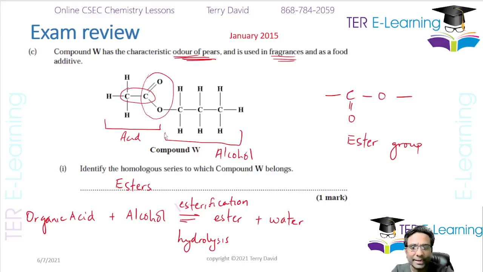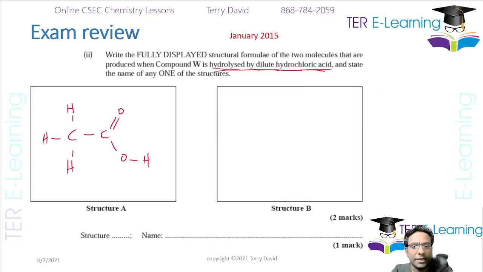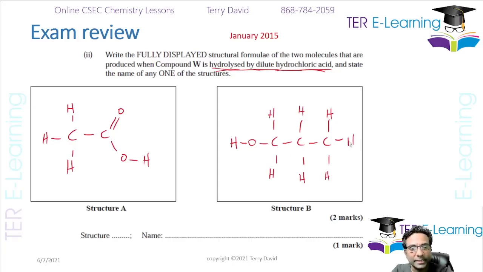The next substance we're going to get is the alcohol. But this alcohol here has 3 carbon atoms. So therefore we're going to go 1, 2, 3, and you're going to draw your alcohol on this side, right? So this here is my alcohol. These are my 2 compounds that I'm going to get when I hydrolyze that particular ester. Now they said choose one of the structures and name them.